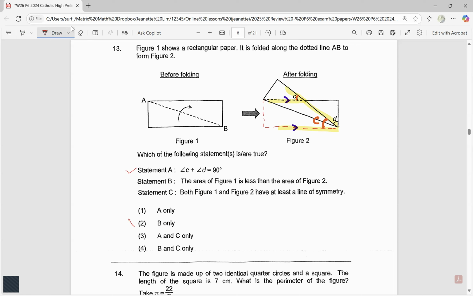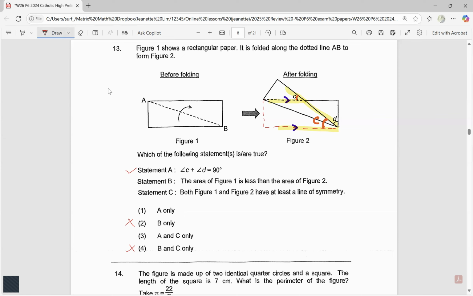So this one is out. This is out. So now we need to determine if C is true or not. Okay, from the looks of it, it seems like statement B is definitely false. But let's check anyway. The area of figure 1 is less than the area of figure 2. Figure 1 is actually bigger than figure 2.